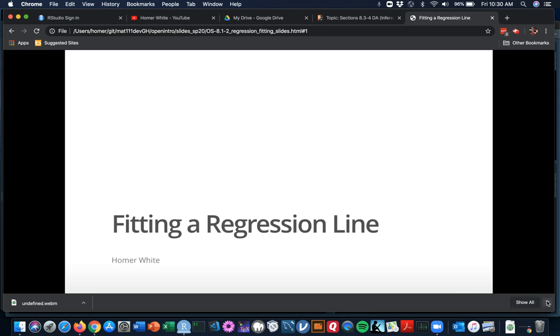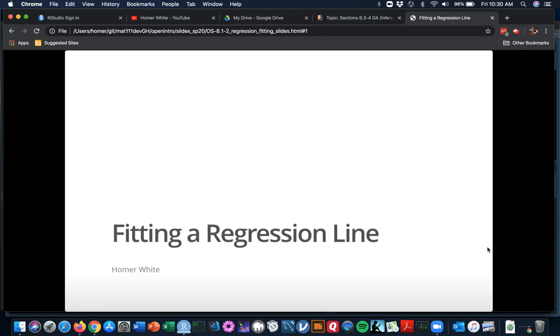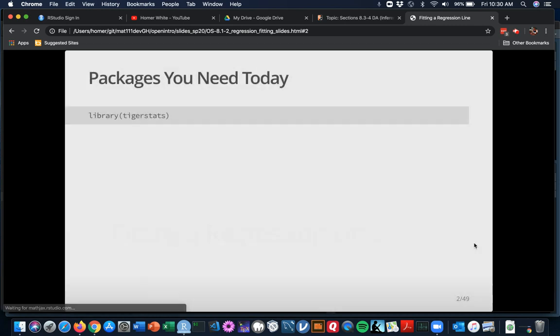This is Homer White with the beginning of a series of screencasts for Chapter 8 on regression. This screencast covers sections 8.1 and 8.2 in the textbook. We're going to be looking at fitting a regression line in a situation where we're examining the relationship between two numerical variables. So you're going to need tiger stats as usual.